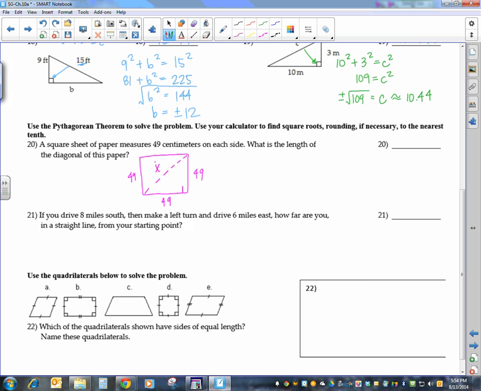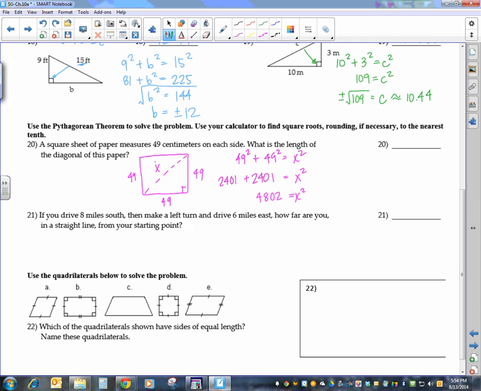So again, it's a square. All the sides have right angles, or all angles are right angles. So we can use our Pythagorean theorem and say 49 squared plus 49 squared equals x squared. When you pull out your calculator and put that in, you're going to find out that 49 squared is 2401. So we have 2401 plus 2401. When you add those together, x squared equals 4802.